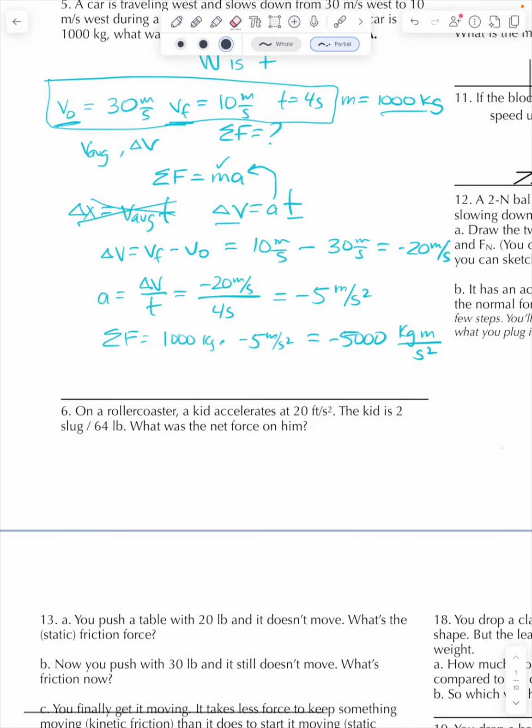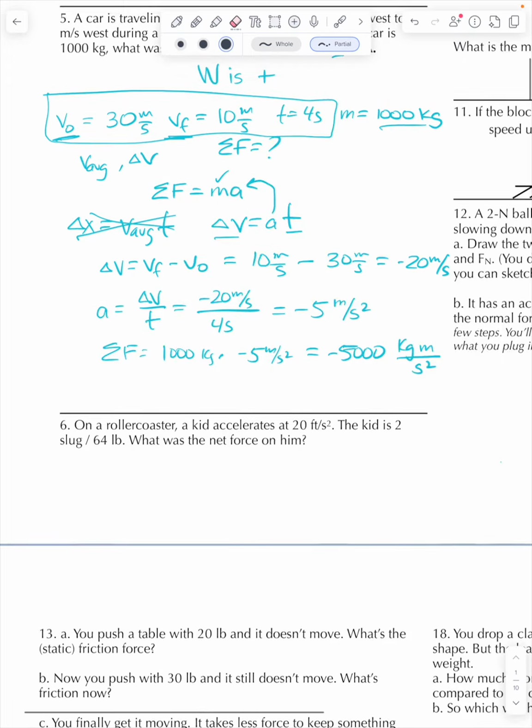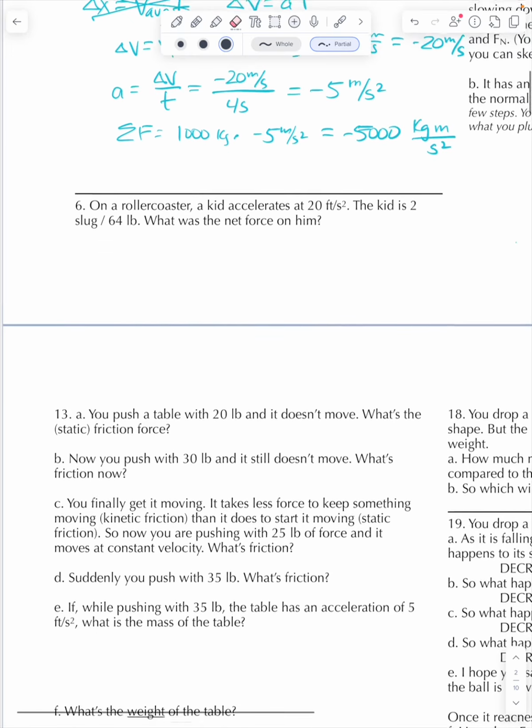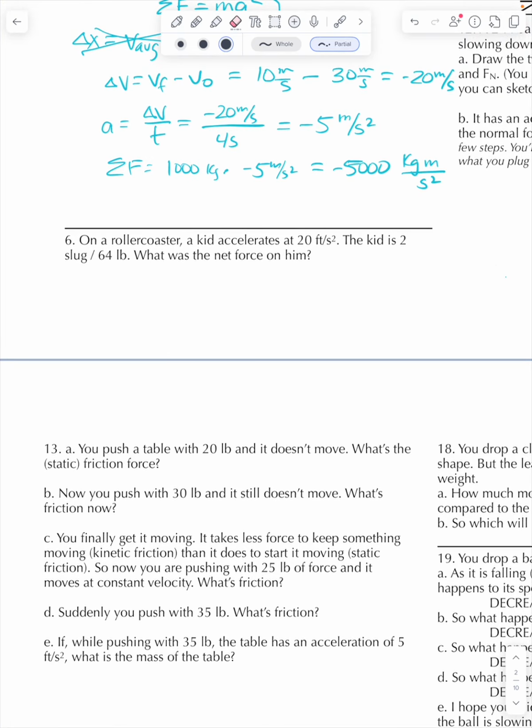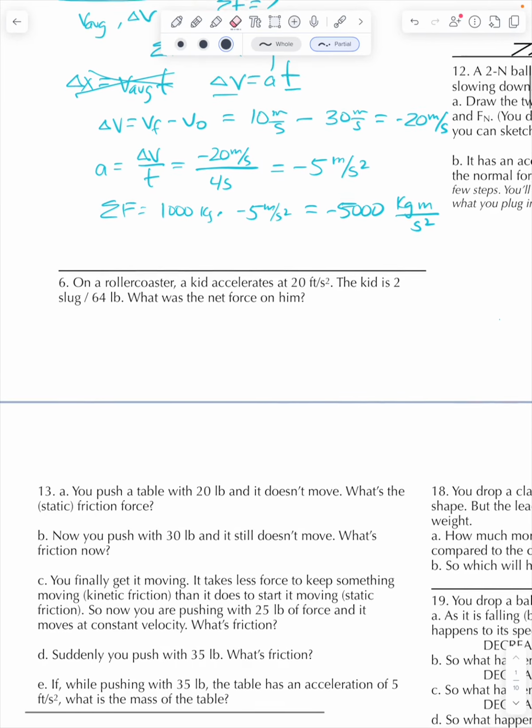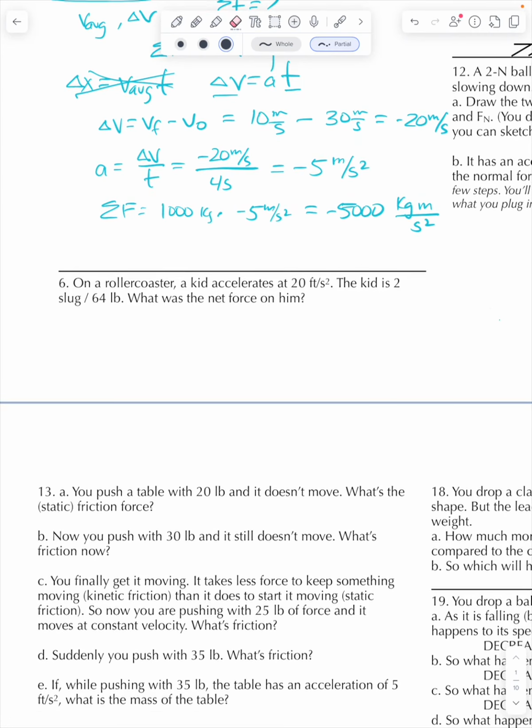All right, let's do number 6. I think we're okay with that one. On a roller coaster, a kid accelerates at 20 feet per second squared. Accelerations are often written as a distance unit over time unit squared. That's how we identified that. The kid is 2 slugs or 64 pounds. I gave you both his mass and his weight because I'm going to give you an option on what you're going to do to solve this.